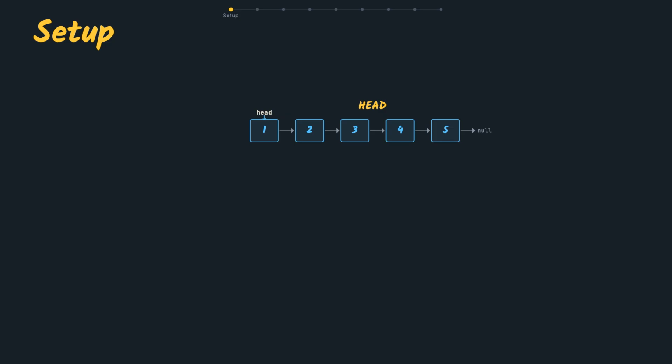Here's the list. 5 nodes, each pointing to the next. The last one points to nothing. K is 2. We take the first 2 nodes and reverse them, then the next 2, and so on.